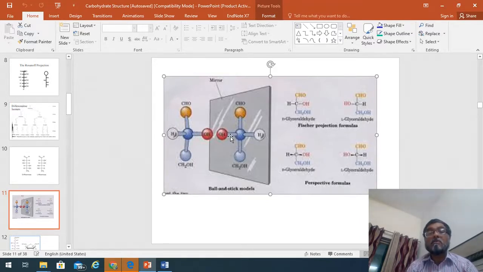So one of the concept for the mirror D and the L substances, that are the mirror images. So look at this example. The OH is oriented on this side, but on the mirror, as the mirror image, the OH is oriented on that side. Same is the case with here.